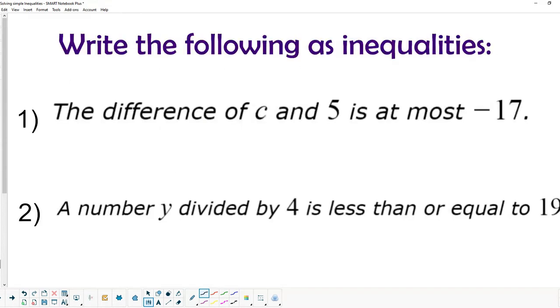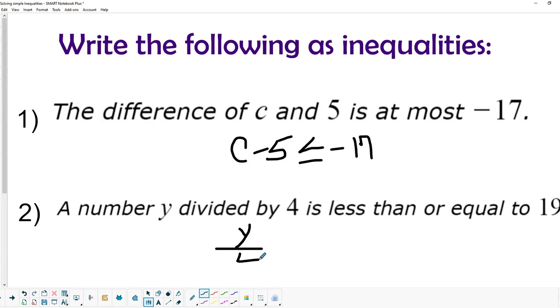Okay, so here's a couple. Write the following as inequalities. So the difference of c and 5, so the difference means subtract. So c minus 5 is at most, which is what we learned earlier, that is less than or equal to negative 17. Okay, a number y divided by 4 is less than or equal to 19.